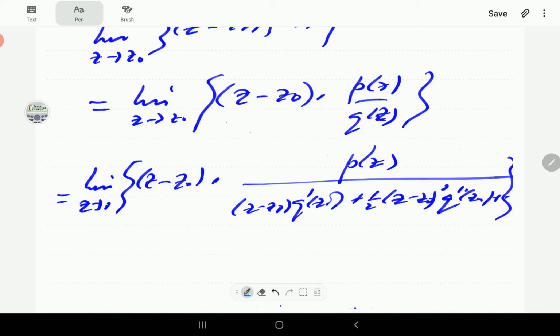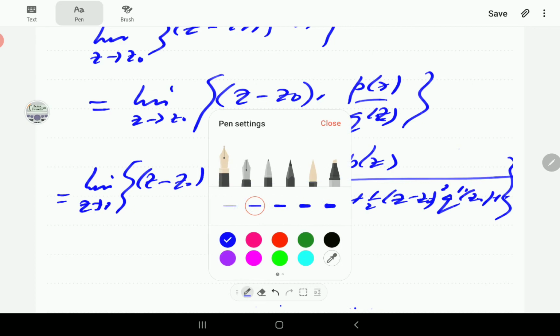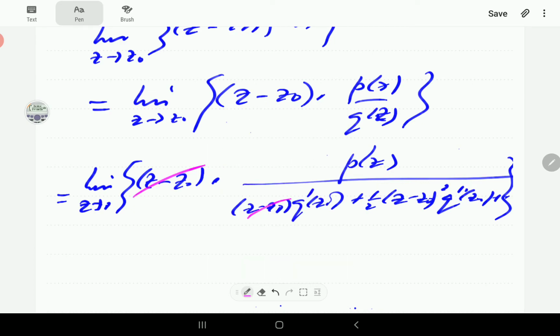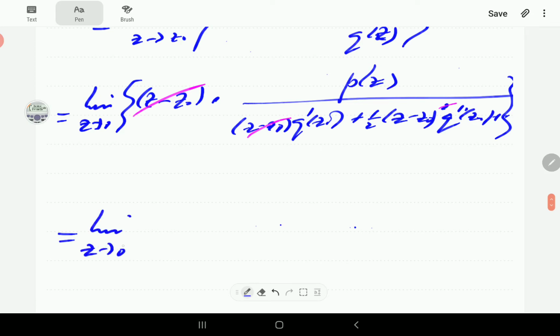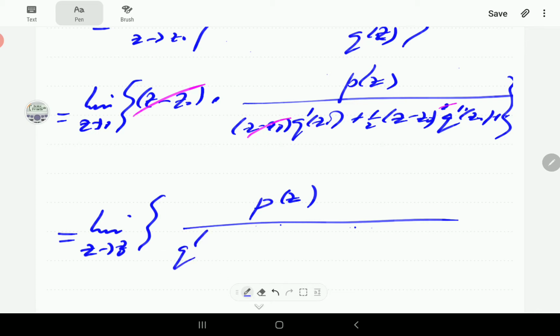Now what you're going to notice is that we have this common factor of z minus z naught in the denominator. So we can cancel it out here. This cancels out with that, and that is going to be power 1. So if we do that, we're going to have the limit as z goes to z naught of p of z divided by q prime at z naught plus 1/2 z minus z naught q double prime, etc.